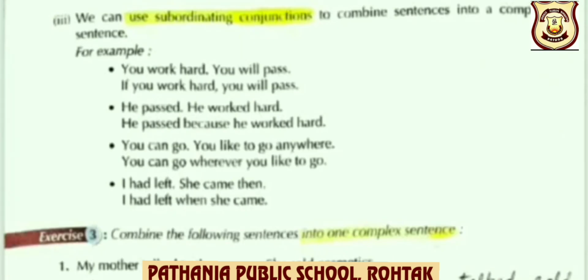We can use subordinating conjunctions to combine sentences into a complex sentence. For example, you work hard, you will pass. If you work hard, you will pass. So here children, we have framed an adverb clause of condition. One is the if clause, that is if you work hard. The other is the independent clause, you will pass.